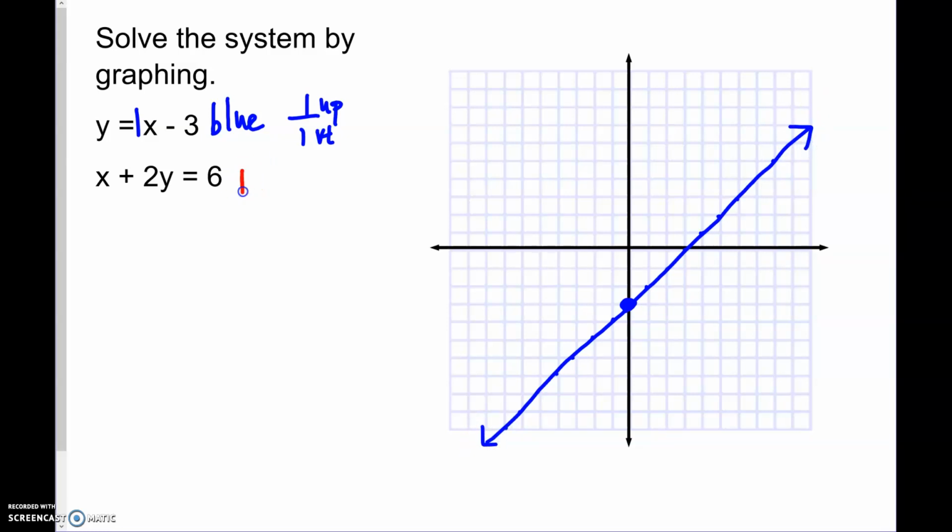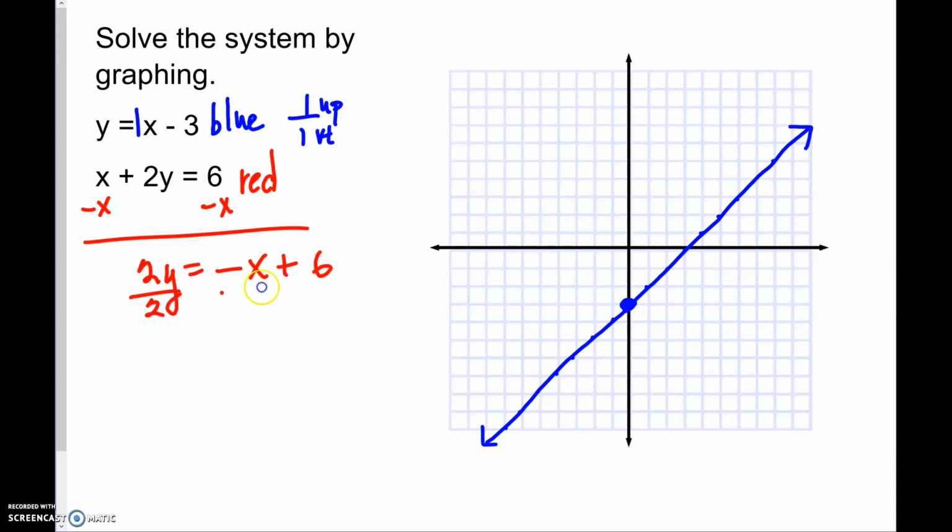All right, the second one I'm going to do in red. Ooh, this one is not in slope-intercept form. So I want to solve for the variable y. I would like to get y by itself. In order to get y by itself here, I'm going to first subtract x from both sides. So 2y equals minus x plus 6. Also, we have to get y by itself, so I'm going to divide everything by 2.